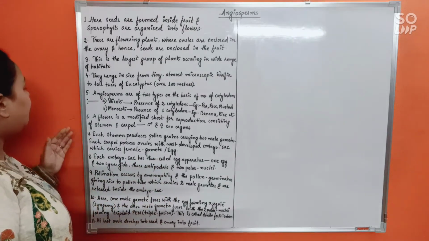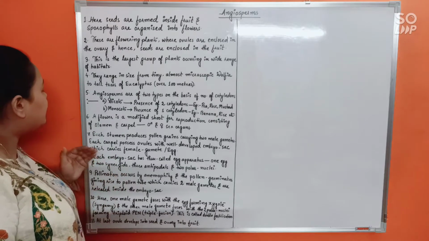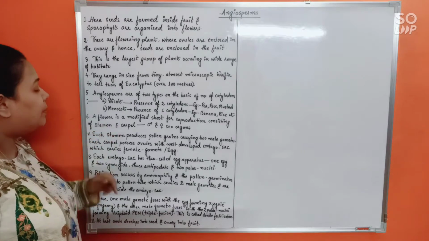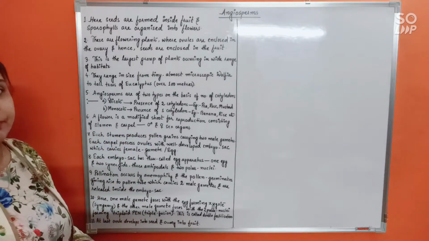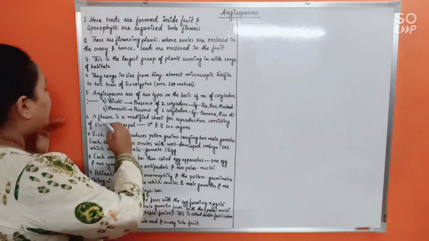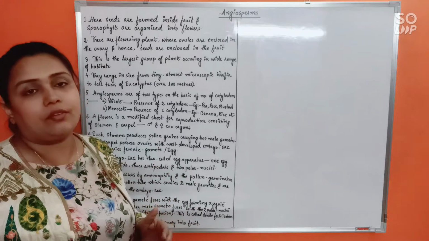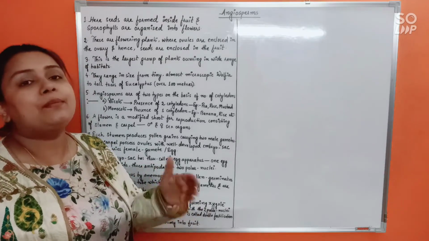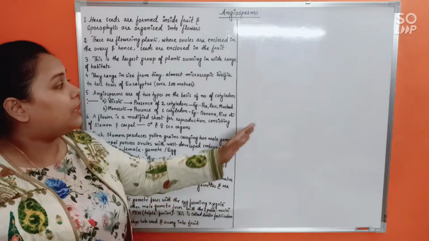Now, a flower is a modified shoot for reproduction consisting of stamen and carpel. The stamen and carpel are the male and female sex organs respectively. From this point onwards, we are going to discuss the most important thing regarding angiosperms, that is the reproduction or the life cycle pattern of angiosperms. So let us discuss that here in detail.